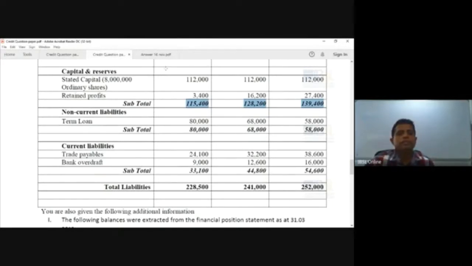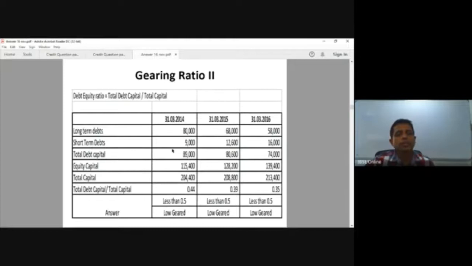Therefore, go to the ratio. We only take the bank overdraft for each of these years under short-term debts. Then you have your total debts, long-term debts plus short-term debts. Then the equity capital we have already taken from the previous slide, that is stated capital plus reserves. Then total capital is equity capital plus total debt capital, the addition of these two.